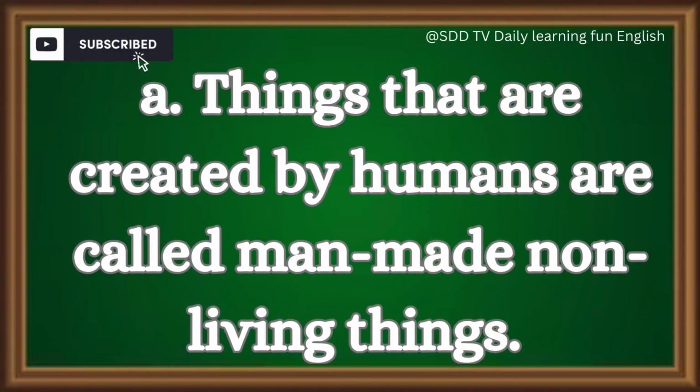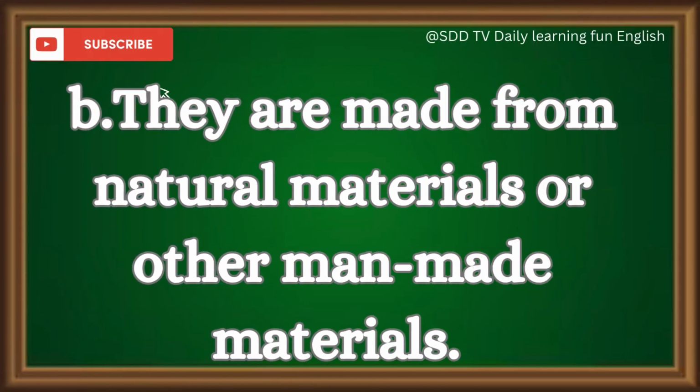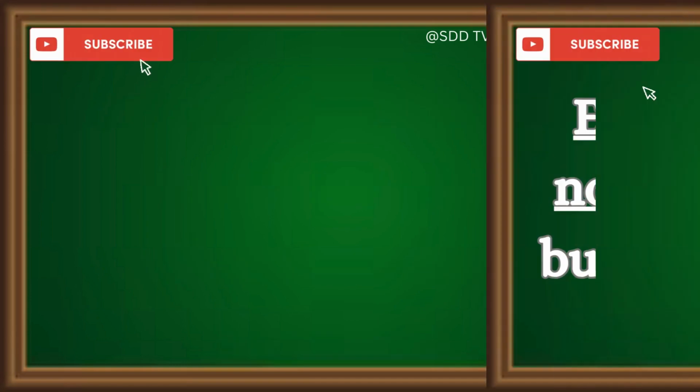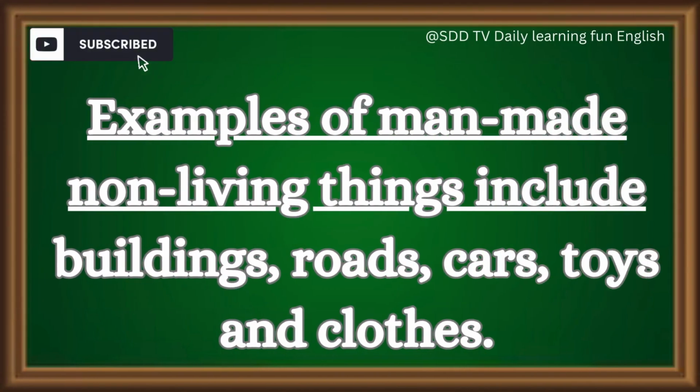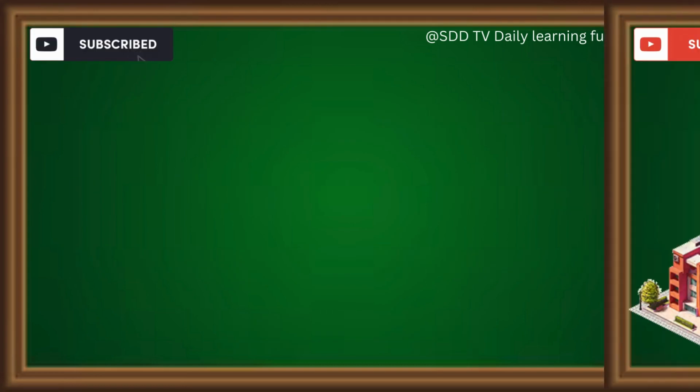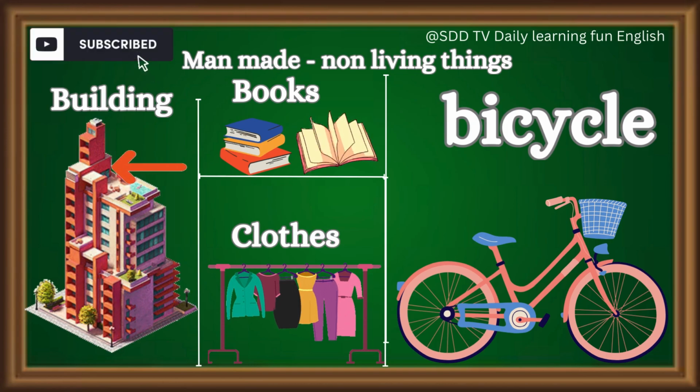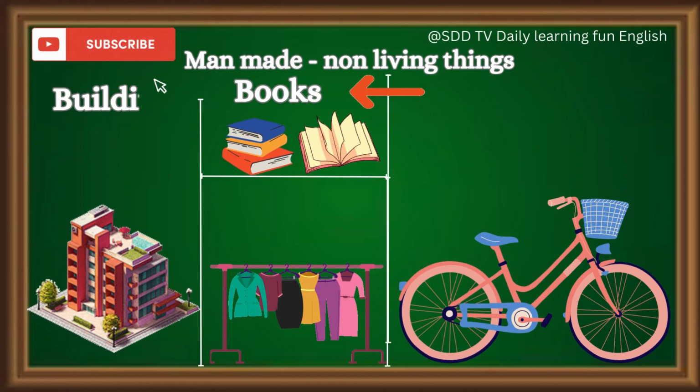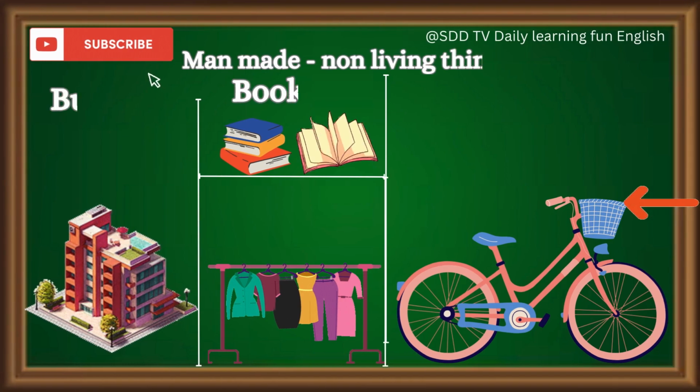Things that are created by humans are called man-made non-living things. They are made from natural materials or other man-made materials. Examples of man-made non-living things include buildings, roads, cars, toys, and clothes. Man-made non-living things: building, books, clothes, bicycle.